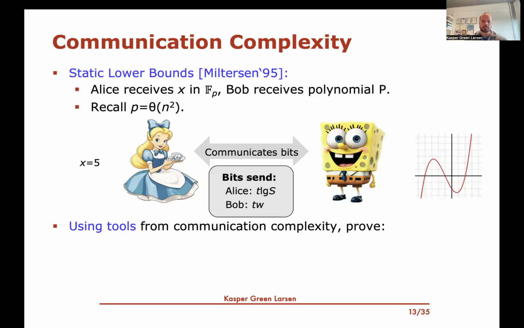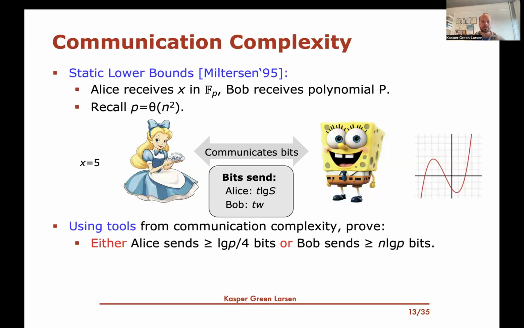So using tools from communication complexity, we want to prove that either Alice sends some number of bits or Bob sends some number of bits. And the concrete lower bound we're aiming for is that either Alice is going to send at least log p divided by 4 bits, or Bob is going to send n log p bits. If you think about it, how many bits does it take to even describe Alice's input? It's an element of a finite field with p elements in it. So it takes log p bits to just describe Alice's input.